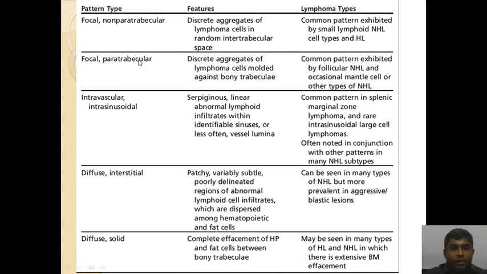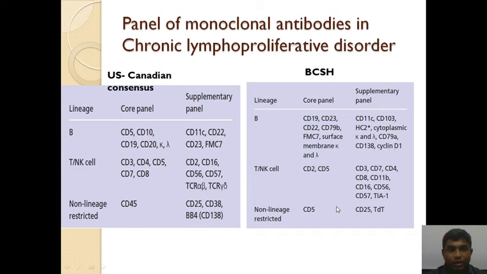So paratrabecular is one which is commonly seen in follicular lymphomas, rarely seen in other types, but classical or characteristic of follicular lymphomas. Non-paratrabecular is seen in other small lymphoid NHLs. Intravascular or intrasinusoidal involvement is involvement of blood vessels within the bone marrow, and it is commonly seen in SMZL or splenic marginal zone lymphomas and intravascular large B-cell lymphomas. And diffuse, interstitial and solid involvement is seen in other types of lymphomas.